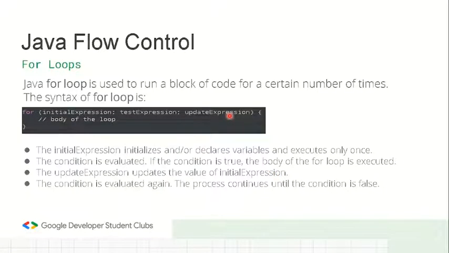So one is the for loop. The Java for loop is used to run a block of code for a certain number of times. The syntax for loops is: we have a for loop statement, then we have an initial expression, test expression, update expression, then we have the body of the loop. The initial expression initializes and or declares variables, executing only once. Then we have the test expression, or the condition, which is evaluated, and then it goes into the update expression, and then it goes back into the condition to check, and so on and so forth until the condition is false.